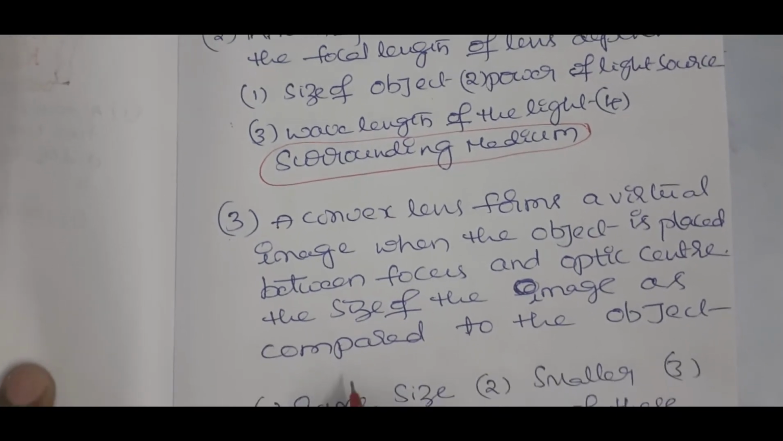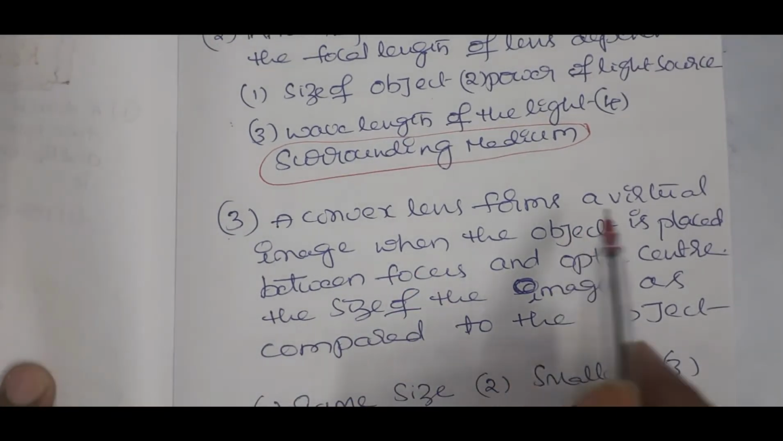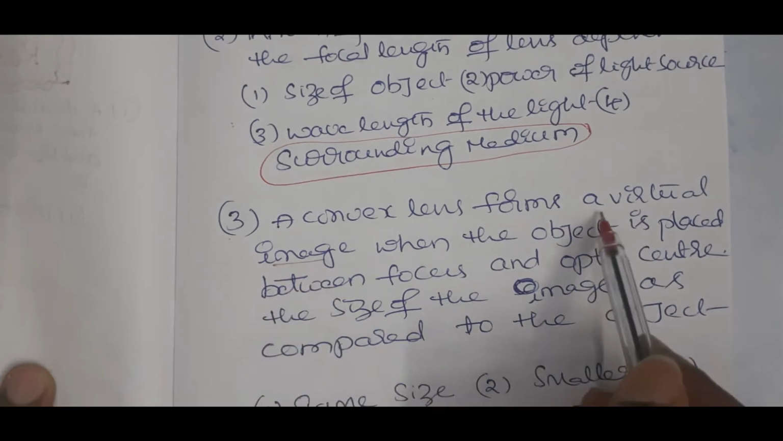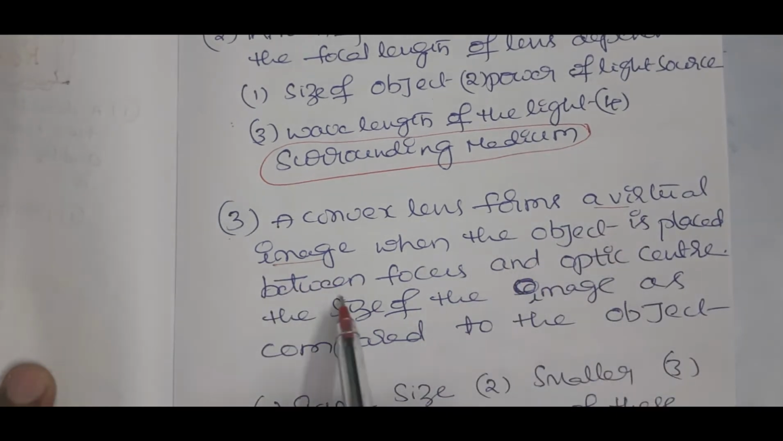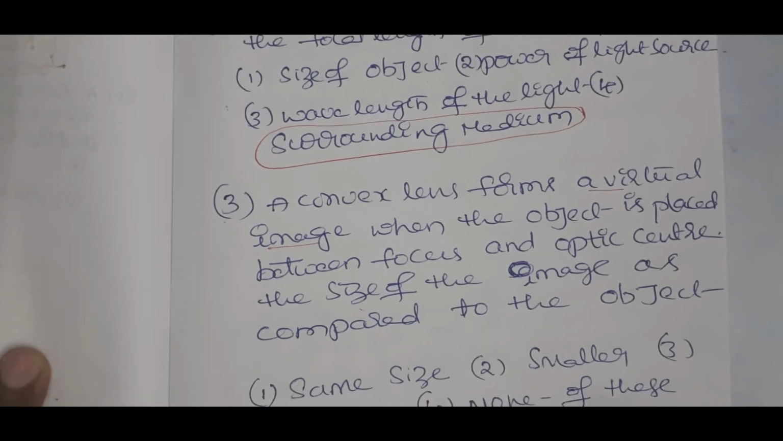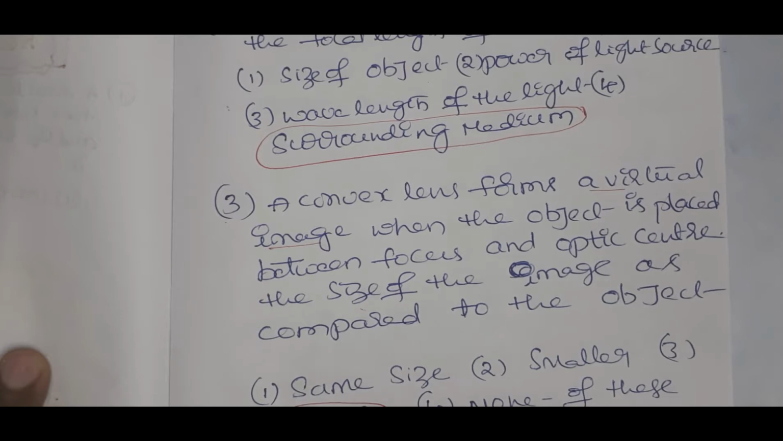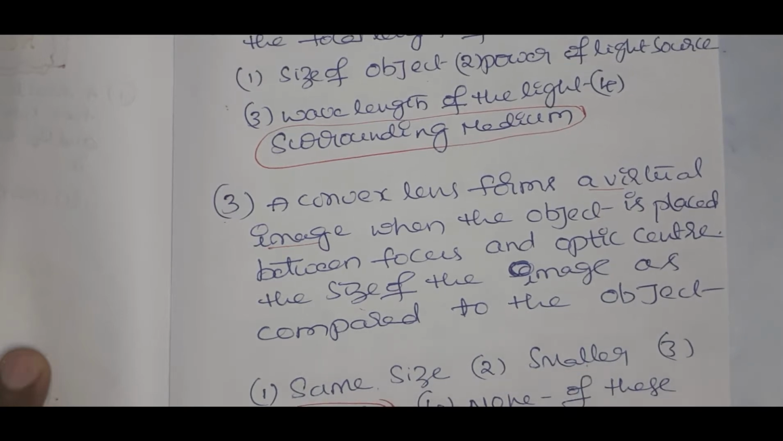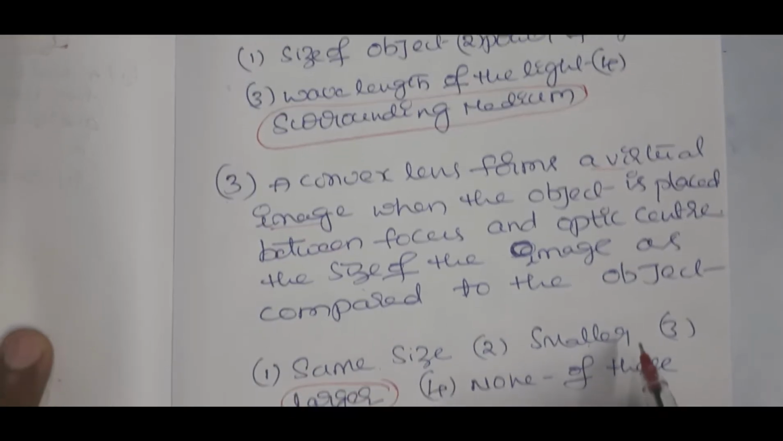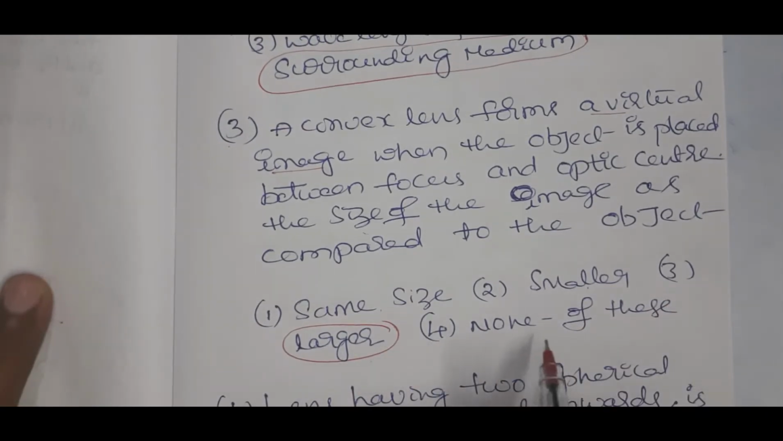Next one, third one, students. A convex lens forms a virtual image when the object is placed between focus and optic center. What is the size of the image compared to the object? A convex lens can form both real and virtual images, but in the case of a virtual image formed by the convex lens, the image size is always larger than the object size. The options are same size, smaller, larger, none of these. So larger is the option, students.